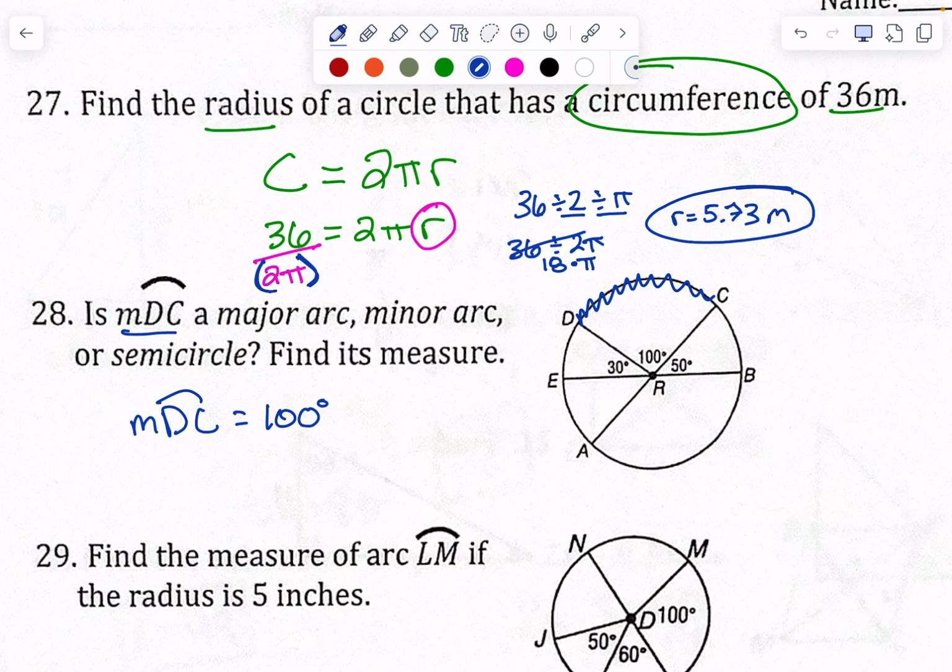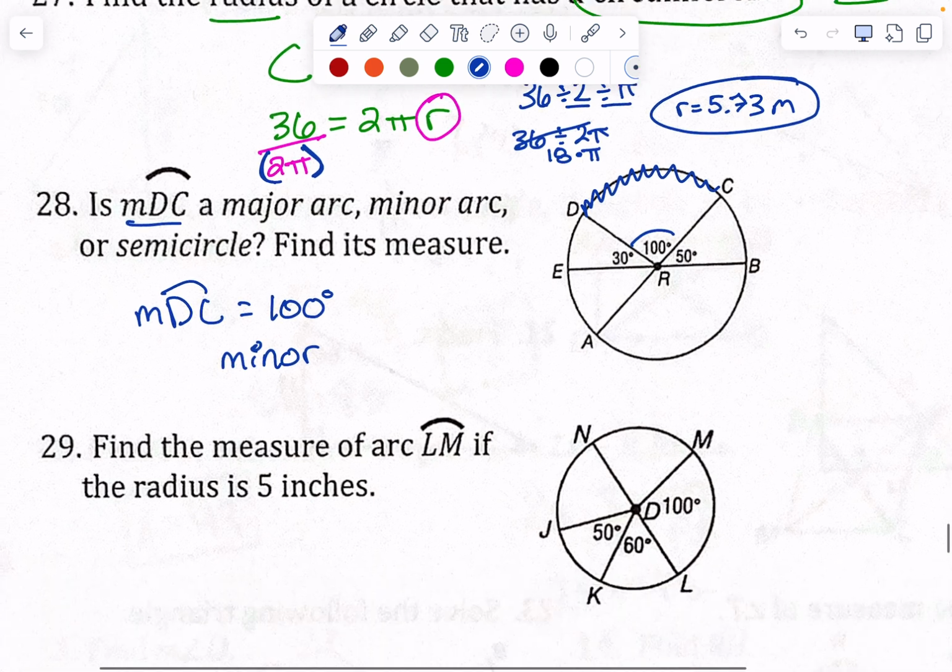Why? Well, because we don't know if it's 100 or if it's 50. Now you know it's 100. The measure of DC is 100, and it is a minor arc. Even though it's an obtuse angle, it's a minor arc because minor is less than half a circle, right? So there you go.